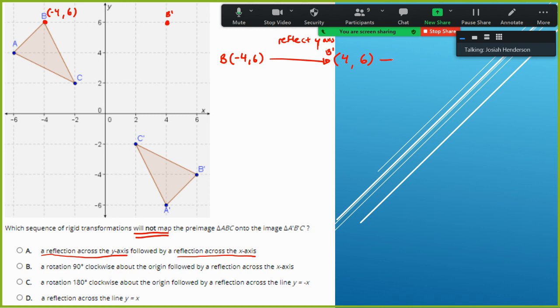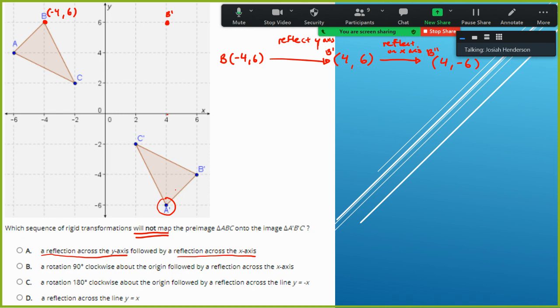And then I reflect on the x-axis. And what does that do? That keeps x the same but negates y. So x stays the same, but y gets negated. So it looks like the final resting place for point B, B double prime, will be 4, -6. And if I go back to my graph on the left side, 4 over, down 6, that is where the A prime is landing.